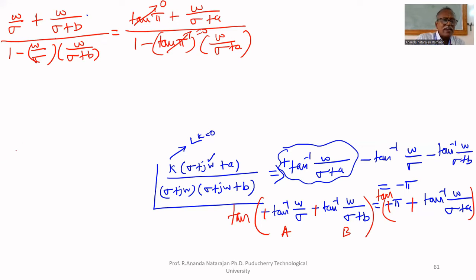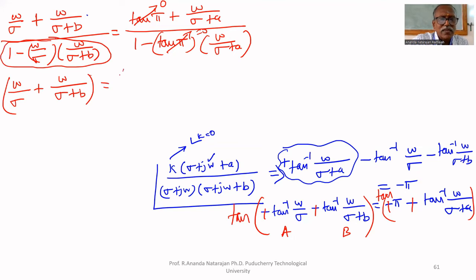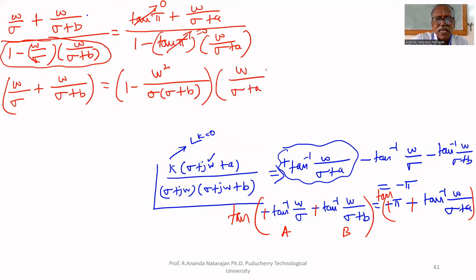Therefore, we can write this as omega divided by sigma plus omega divided by sigma plus B on the left hand side, equal to, you bring this to the right hand side, 1 minus omega square divided by sigma multiplied by sigma plus B, multiplied by omega divided by sigma plus A.